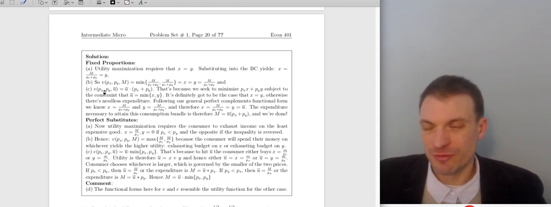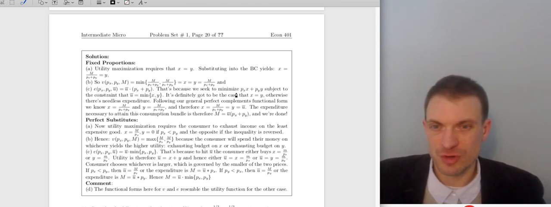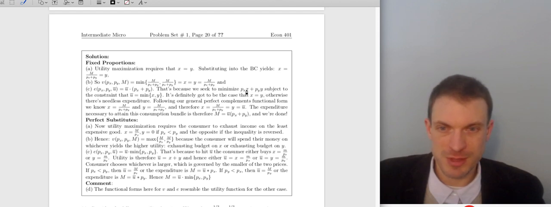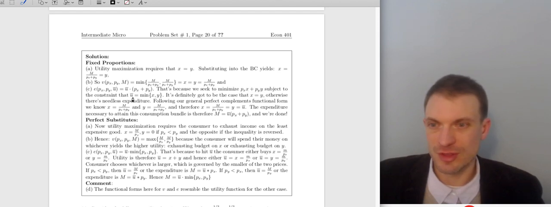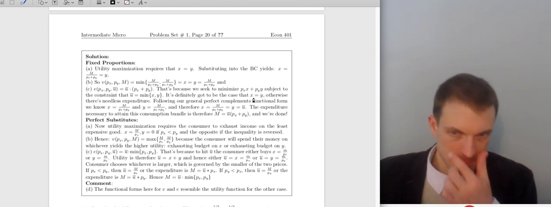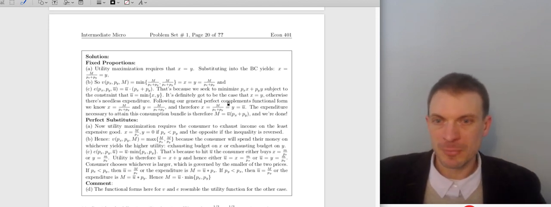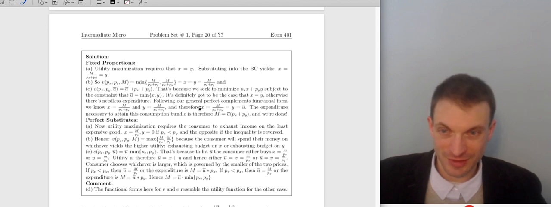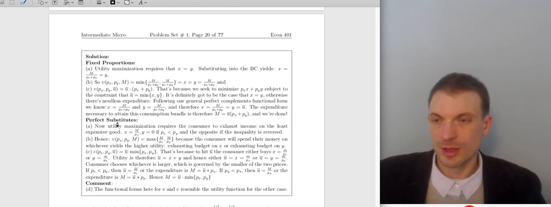My expenditure function: we're trying to minimize my expenditure, px x plus py y, subject to the constraint that utility has to hit this level. It's definitely got to be the case that x equals y. Otherwise, there's waste, right? So following our general perfect complements functional form, we know that x is equal to u bar, y is equal to u bar. The expenditure necessary to hit this level is exactly the income we found from before. And then we're done.